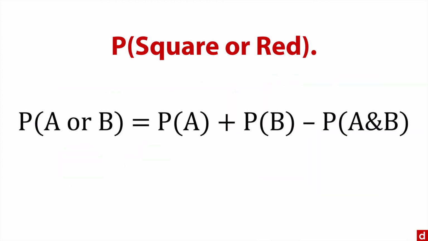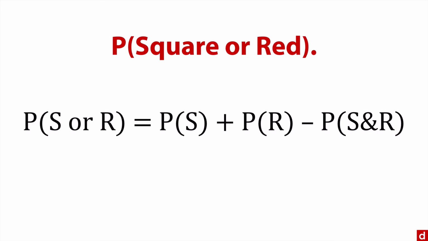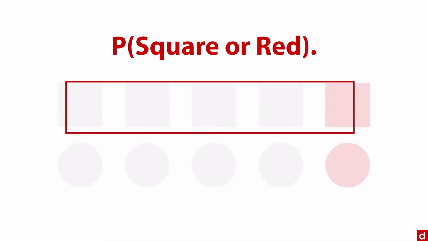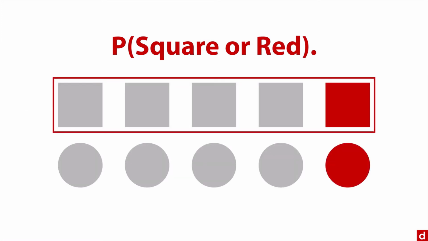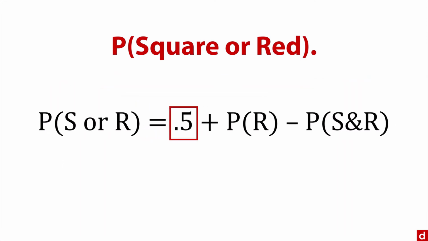So let's go back to our formula here and change the A and the B to S and R for square and red. Now we can start this way. Let's get the probability that something is a square. Well, we go back to our probability space. You see we have 5 squares out of 10 shapes total. So we do 5 over 10, that reduces to 0.5.